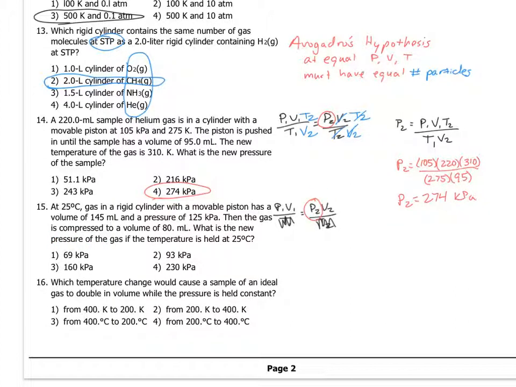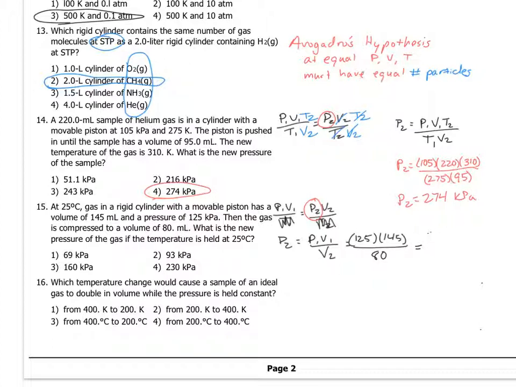So I'm going to isolate for P2 using inverse operations. I got P1V1 over V2. Pressure 1 is 125 kilopascals, and volume 1 is 145 milliliters. Volume 2 is 80 milliliters.